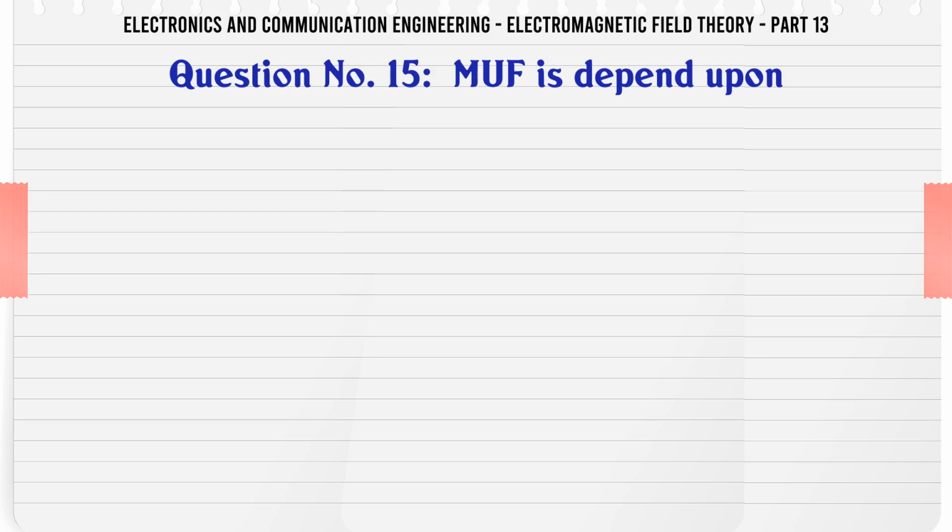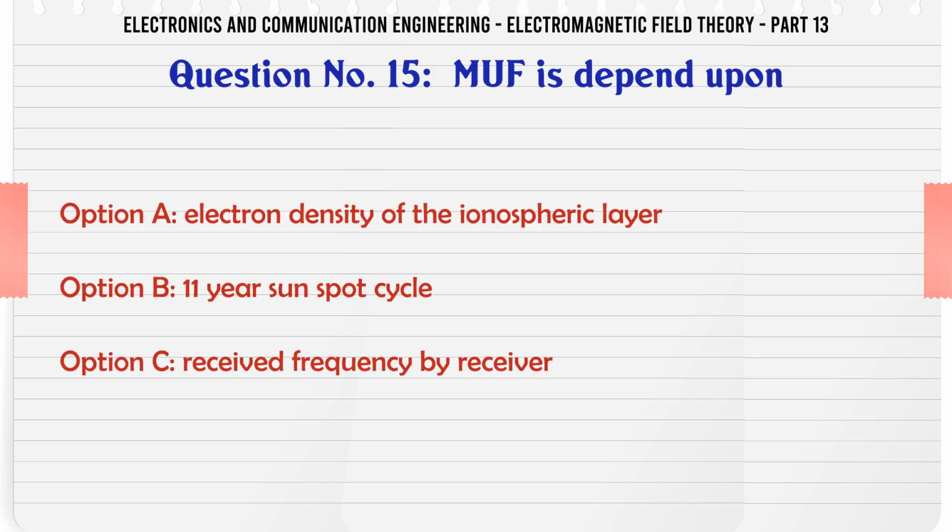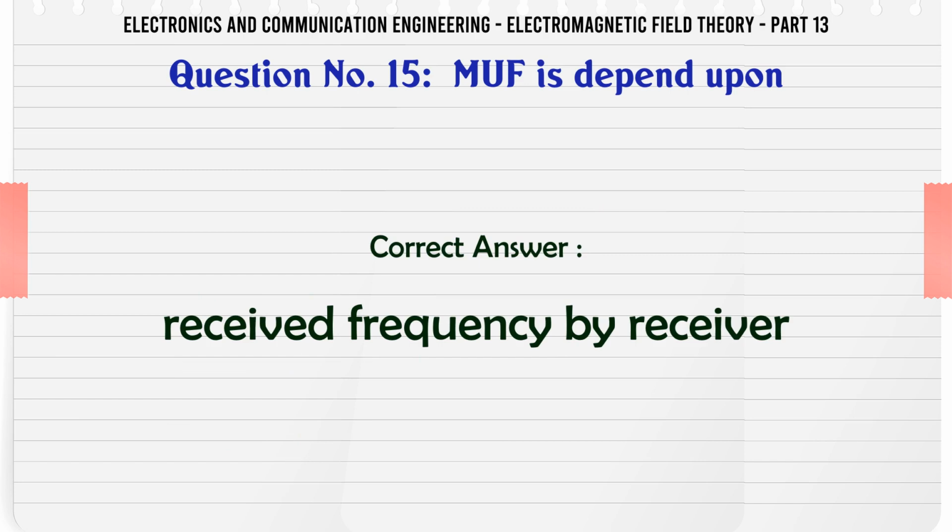MUF depends upon A: electron density of the ionospheric layer, B: 11-year sunspot cycle, C: received frequency by receiver, D: height of ionospheric layer. The correct answer is received frequency by receiver.